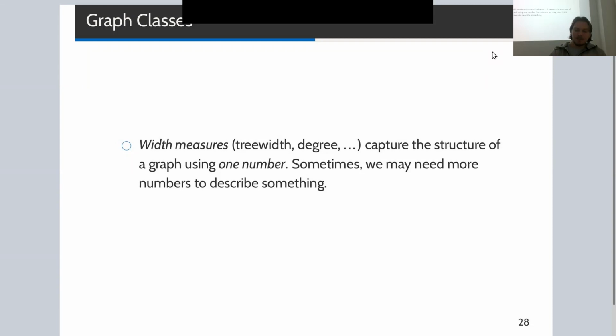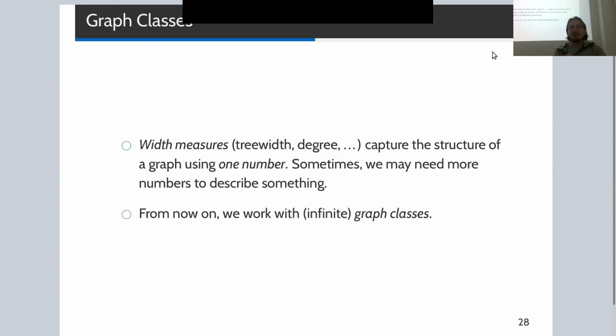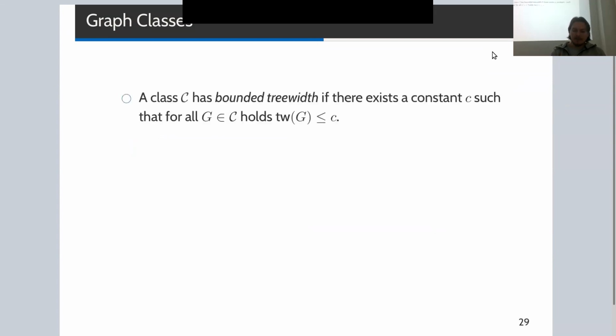And that's why we will consider graph classes. Instead of a single graph, we will have to talk about classes of graphs. And at first, this will feel a bit strange, but over the course of the next lecture, I will hopefully convince you that this is actually necessary. And if we want to get the kind of results that we're interested in, this is the most natural way to talk about this. But let's see first what we can say about tree width using this notation about infinite graph classes.